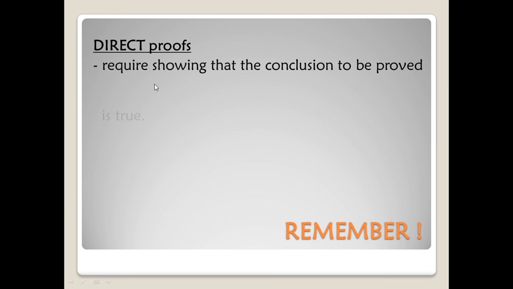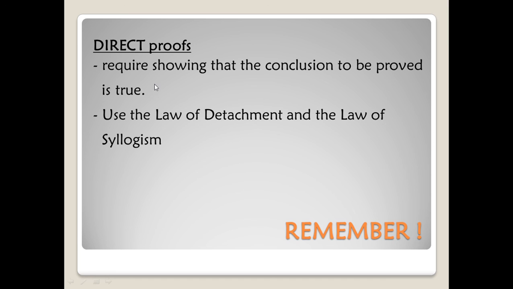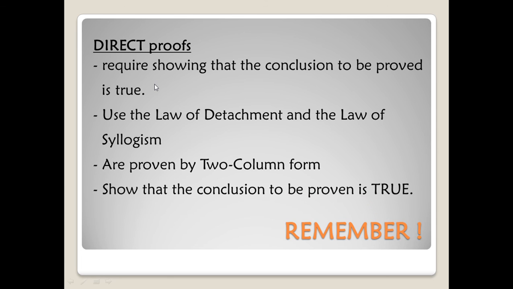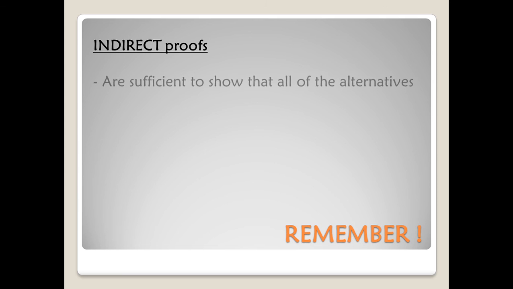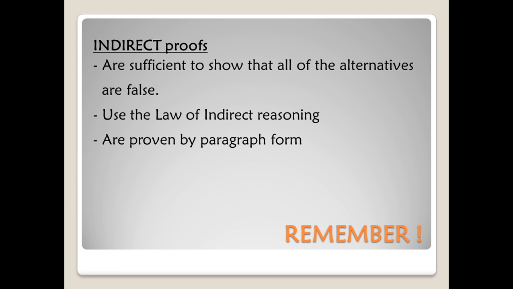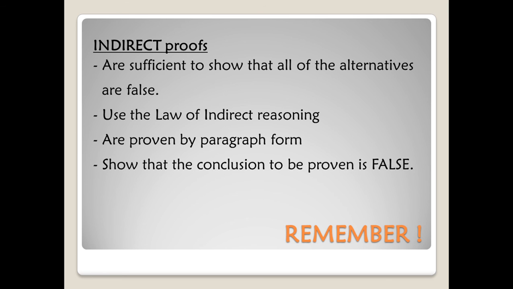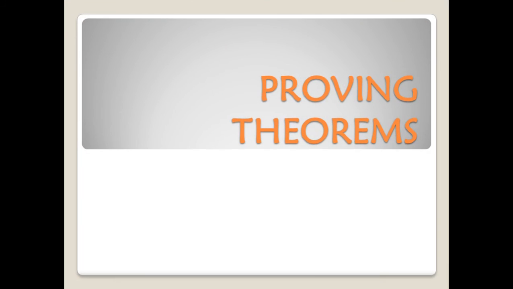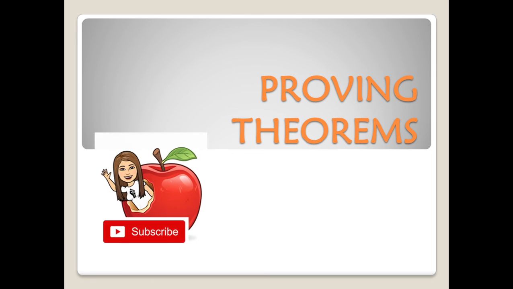Always remember that direct proofs require showing that the conclusion to be proven is true. Use the law of detachment and the law of syllogism, proven by two-column forms, to show that the conclusion to be proven is true. Indirect proofs are sufficient to show that all of the alternatives are false. Use the law of indirect reasoning, proven by paragraph form. Show that the conclusion to be proven is false. So, yun lang po yung para sa lesson natin today.